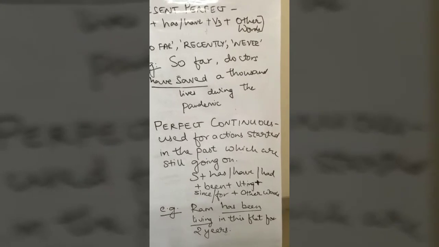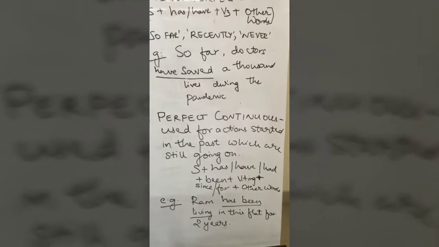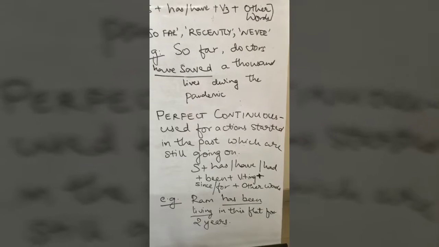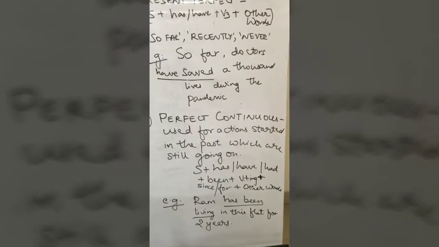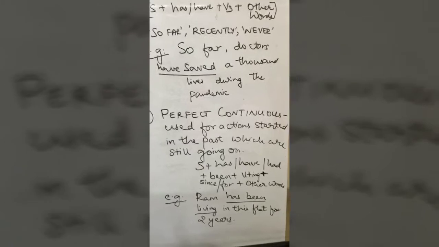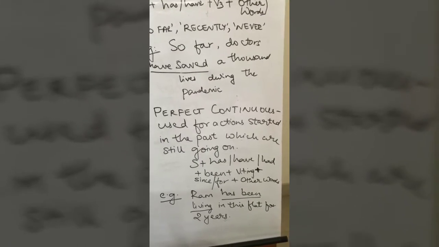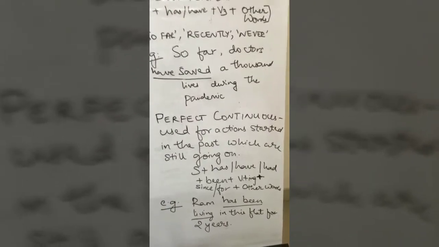Okay, next. Now suppose we have actions which have started in the past but which are still going on, we have to use a present continuous tense. And what is present continuous tense? Present continuous tense is nothing but has or have or had plus been plus the verb ing form. What is the verb ing form? That is a V4 form, remember? So for example, the sentence is Ram has been living in this flat for 2 years.